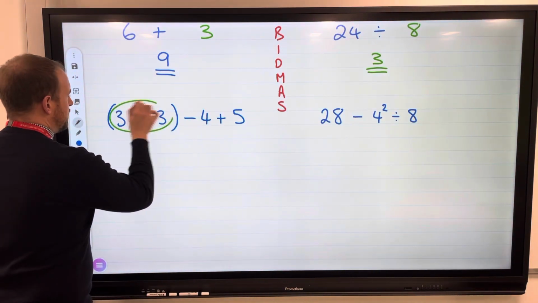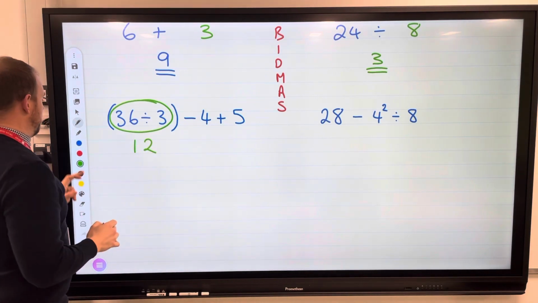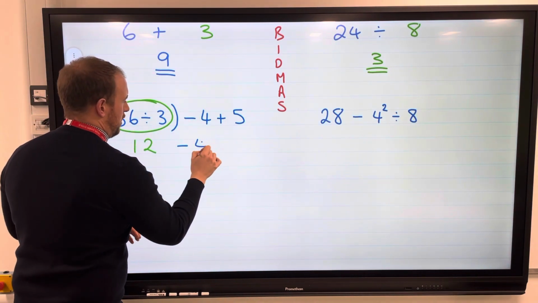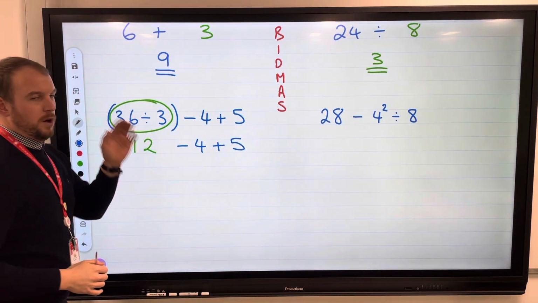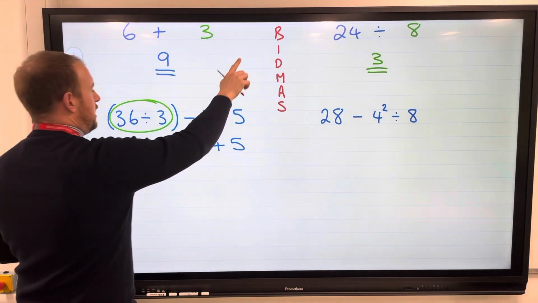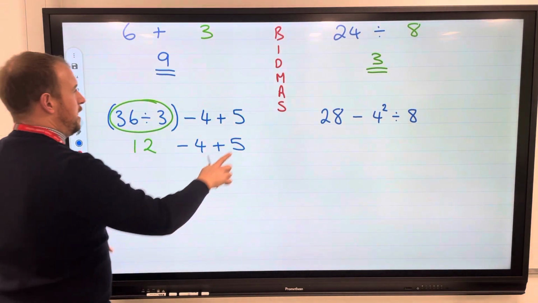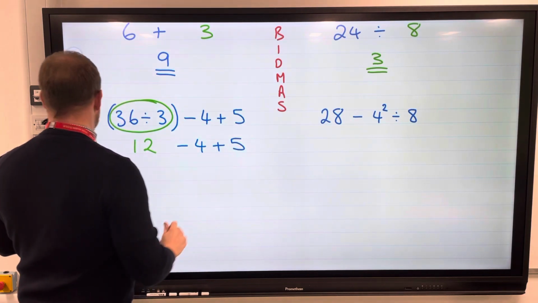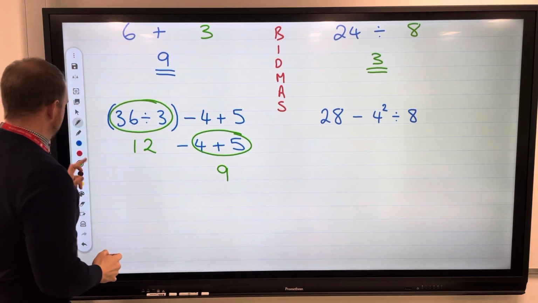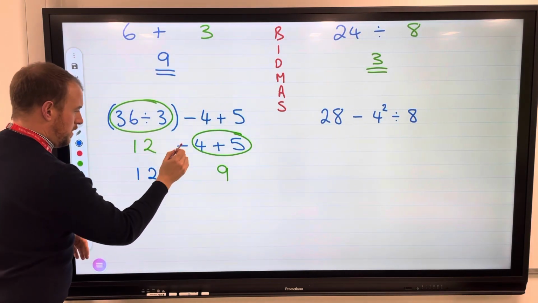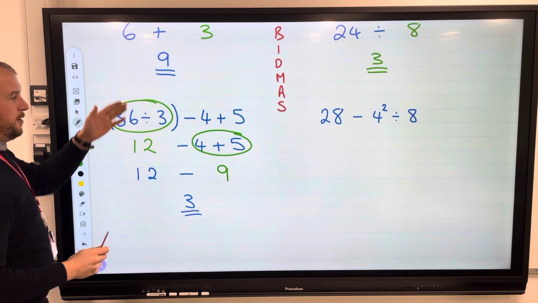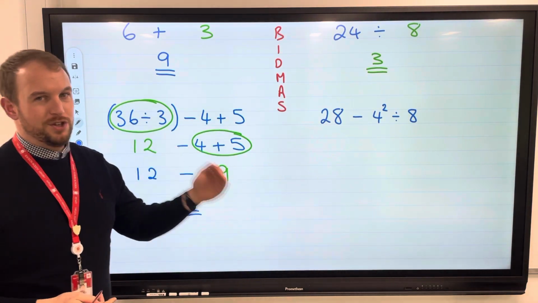So that means this part comes first. 36 divided by 3 is 12. The rest of this, I'm not going to work out anything else. I'm just going to bring it down. Because each step, each line is going to be one step at a time. Brackets done. Indices, there's no indices there. Division, we did that as part of our brackets. There's no multiplication. Addition next, which is that part. 4 add 5 is 9. Let's bring this part down. 12 take away 9 is 3. And there it is.